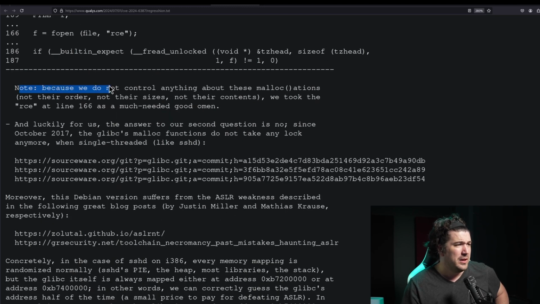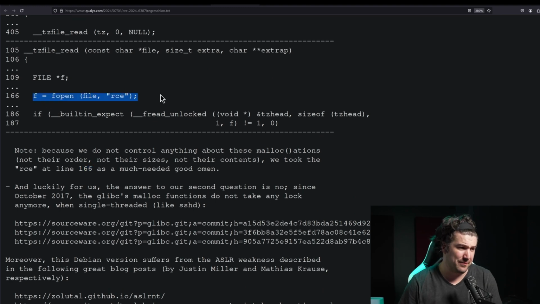Because we do not control anything about these mallocations, not their order, not their size, not their contents, we took the RCE at line 166 as a much needed good omen. And lucky for us, the answer to our second question is no. Since October 2017, the glibc malloc functions do not take any lock anymore when single-threaded, like sshd.